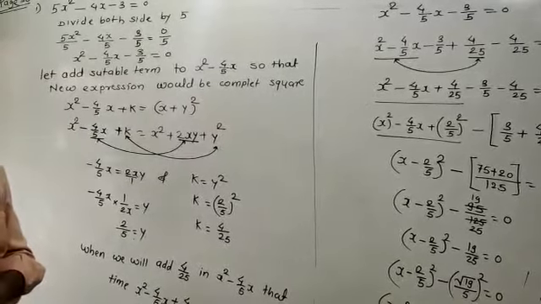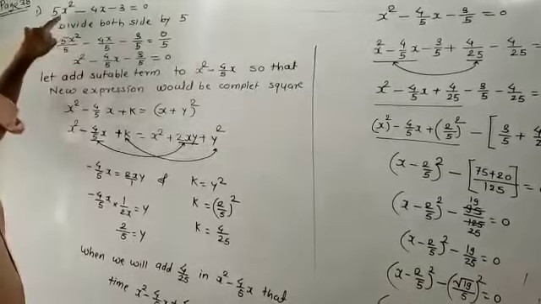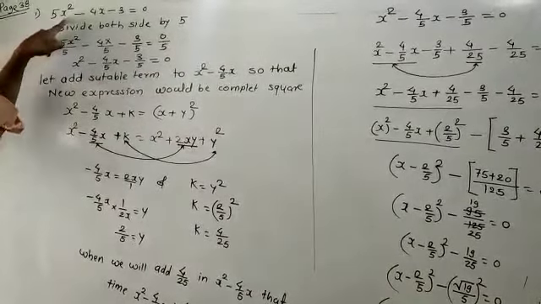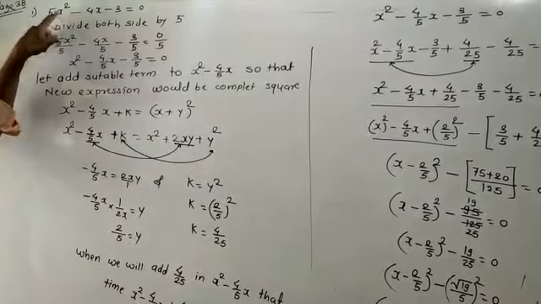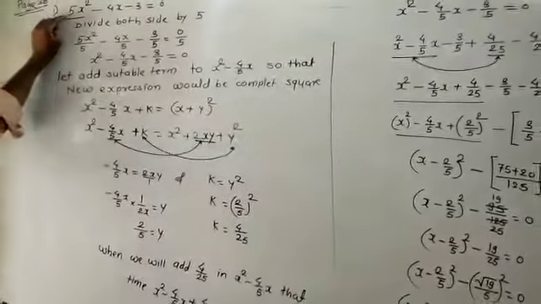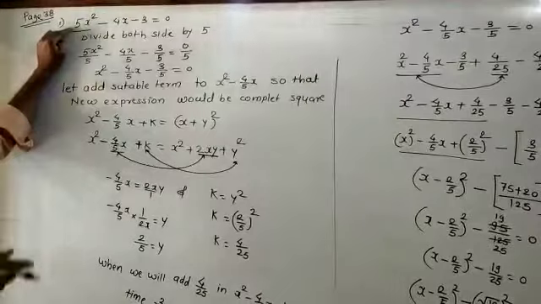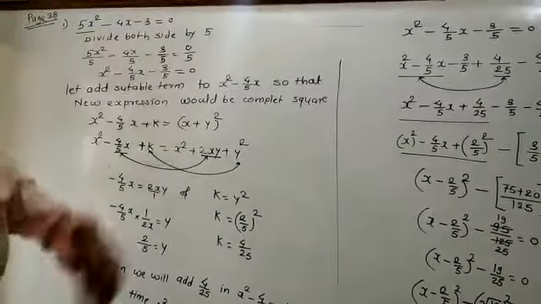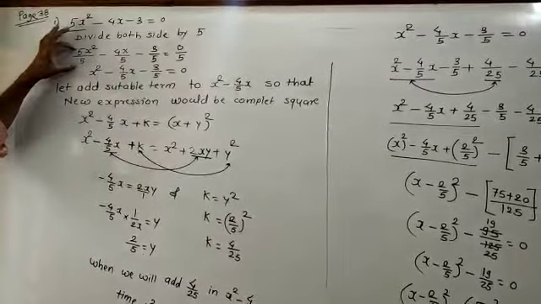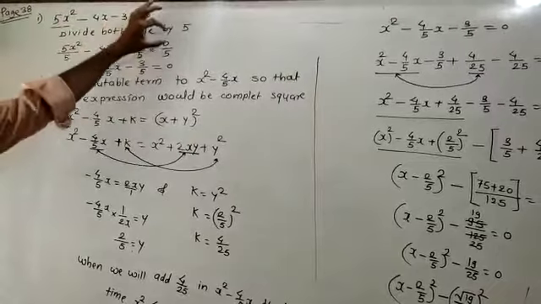In completing square method, one thing you have to keep in your mind is that if the coefficient of square term is given, you have to make the coefficient of square term as 1. This is the square term and the coefficient of this square term is 5. You have to convert this 5 as 1. At that time, divide both sides by 5. If you divide both sides by 5, at that time 5x square upon 5 minus 4x upon 5 minus 3 upon 5 and 0 upon 5.